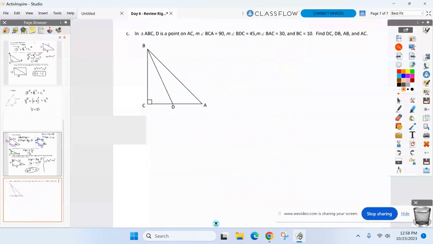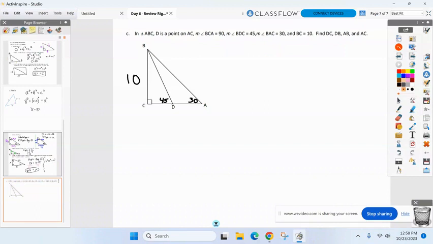All right, BDC. Everyone find that angle is 45? BDC, 45? Can anybody label that angle 45 for me? B to D to C. It's 45. BAC. Find that angle, 30. BAC, 30. Side BC, 10.